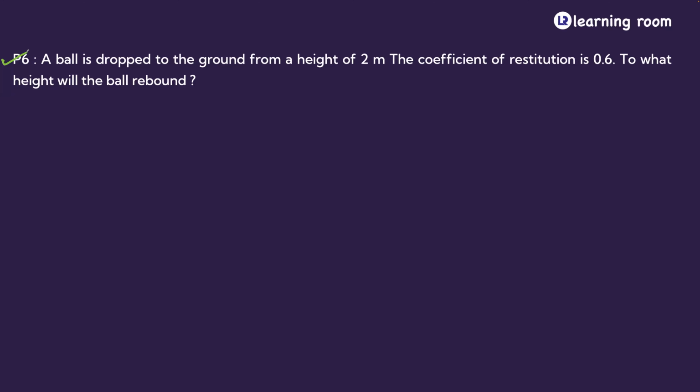So the question says, a ball is dropped to the ground from a height of 2 meters. Right, let's try to describe the scenario with a diagram. So there is ground, there is an object whose initial velocity is 0, and the ground is at a distance of 2 meters below it. So after it hits the ground, what is going to happen?